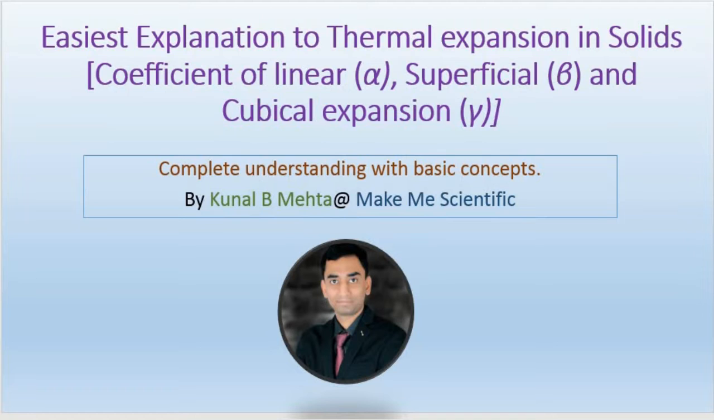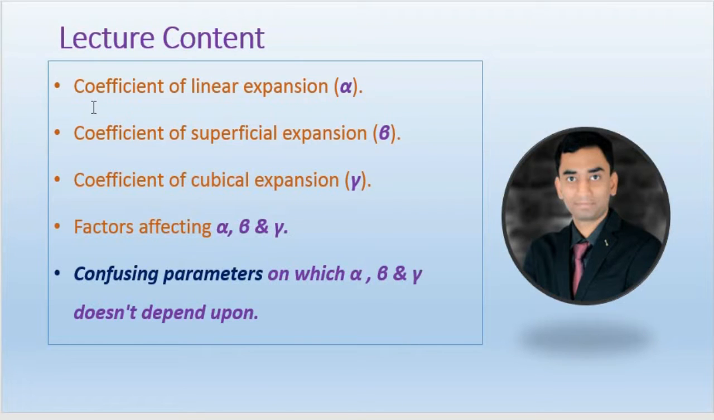So today we are going to discuss thermal expansion in solids, and we will be covering the linear, superficial and cubical expansion coefficients also. So this is how our lecture flow is going to go. We are going to understand the coefficient of linear expansion, then superficial expansion, and then cubical expansion, and factors affecting alpha, beta, gamma. And then we will also understand on what factors alpha, beta and gamma do not depend.